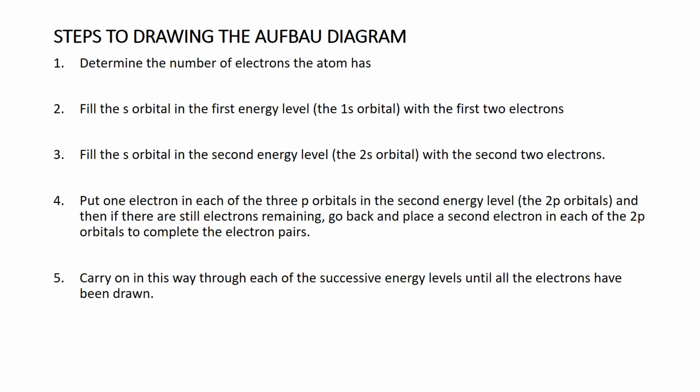You fill the s orbital in the first energy level with the first 2 electrons. Then you fill the s orbital in the second energy level with the second 2 electrons. You put 1 electron in each of the 3 p orbitals in the second energy level. Which rule do you use there? You use Hund's rule. And then if there are still electrons remaining, you go back and place a second electron in each of the p orbitals to complete the electron pairs. You carry on in this way through each of the successive energy levels until all the electrons have been drawn.